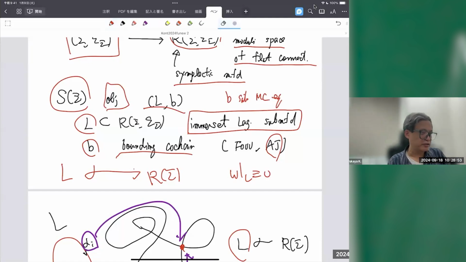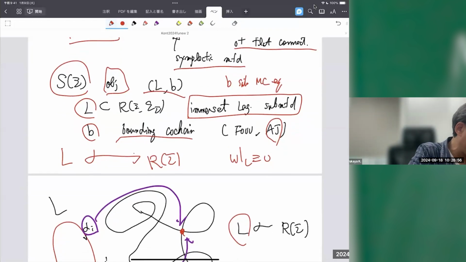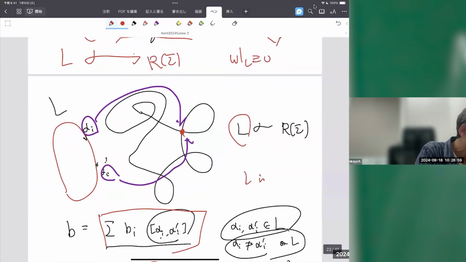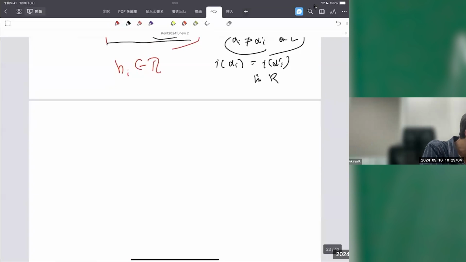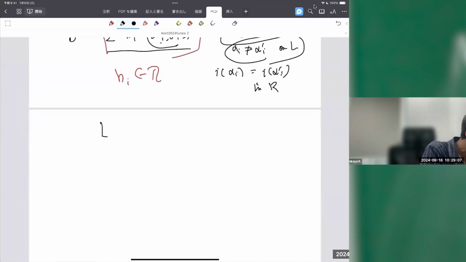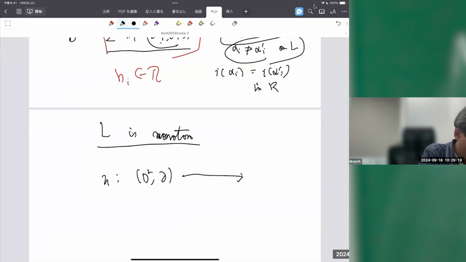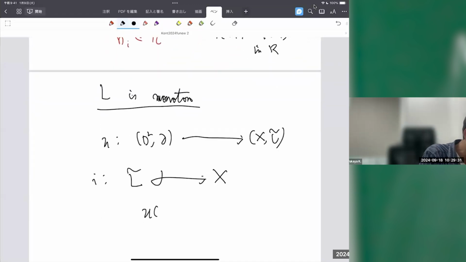So that is this object in a symplectic category. And I think L is monotone. So far it's monotone. L is said to be monotone if you have this u from the disk D2, with boundary going to X, L tilde. So L tilde goes to X and the image is L, and u restricted to this boundary goes to L tilde.